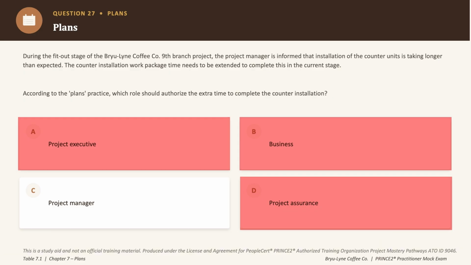Now option C says the project manager, right? And this is exactly where the project manager decision making comes in, because the project manager decides how stages and delivery steps are applied, and they also instruct corrective action when work package tolerances are forecast to be exceeded. Okay. However, that variation stays within the stage tolerance throughout. Okay. So the correct answer to this question is option C.